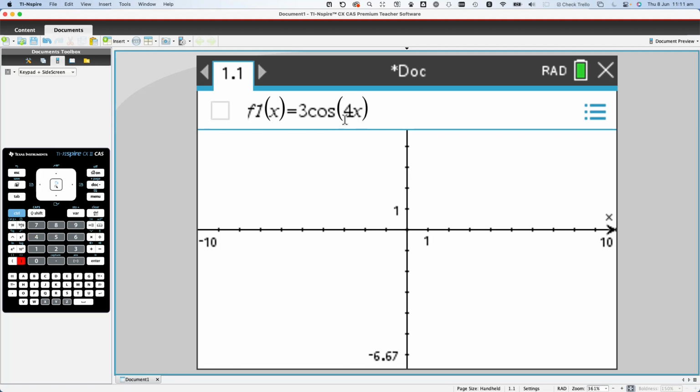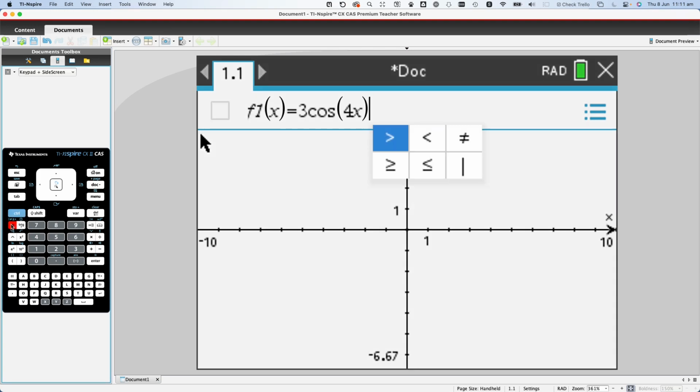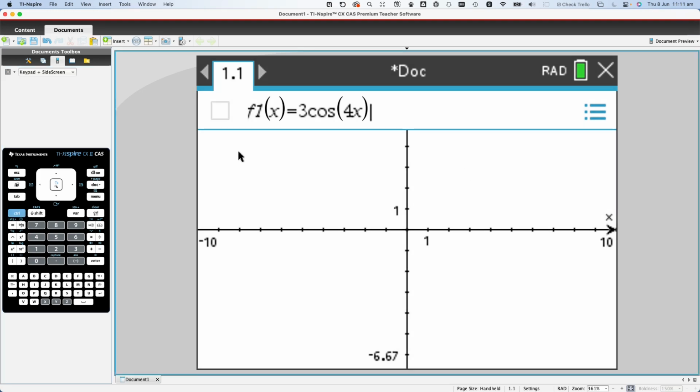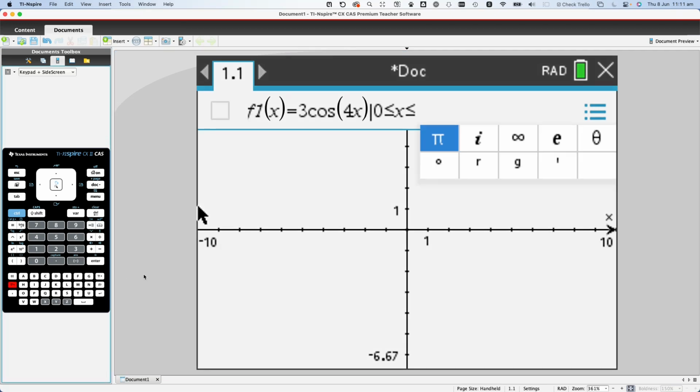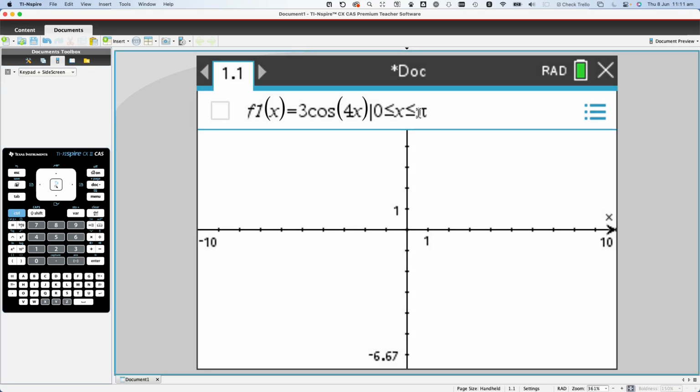Just as an extra added bonus, I could just leave it at that, but it says between 0 and pi. You don't have to do this bit, you can just do it by eye, but I'll do it. You can use your such that and then put in your domain like here. So control equals again, less than or equal to x, and then control equals less than or equal to pi. Okay, so that'll graph the first one between 0 and pi.